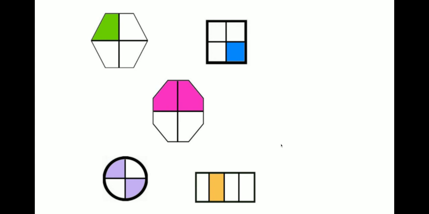Keep in mind, the top number is the numerator, the bottom number is the denominator, or total number of pieces, and any fraction that has the top and bottom number, or numerator and denominator, the same number, equals 1 whole. Good luck this week, my mathematicians.